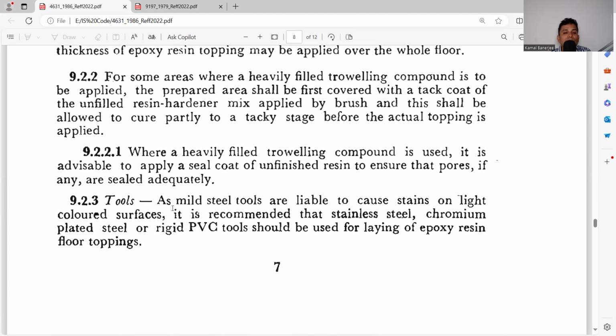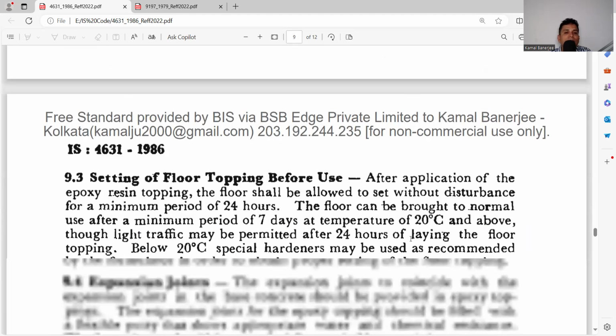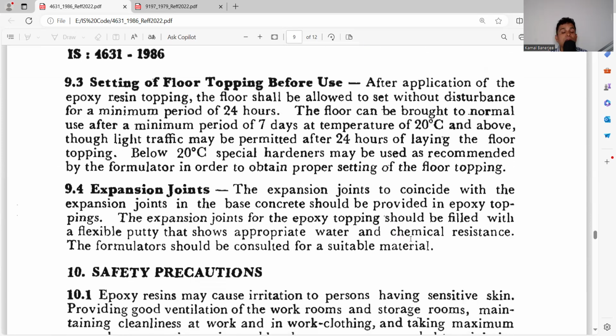So what tools are required? As mild steel tools are liable to cause stain on light color surfaces, it is recommended that stainless steel, chromium plated steel or rigid PVC tools should be used for laying of epoxy resin floor toppings. Now, this is very important: we have mixed epoxy resin, we have laid down epoxy resin. Now, what is the setting time for the epoxy resin, or when can we use it for traffic?